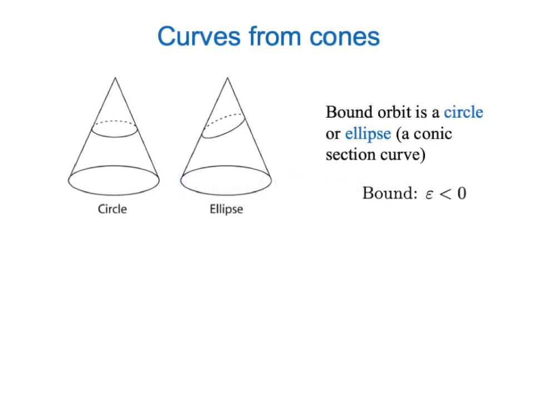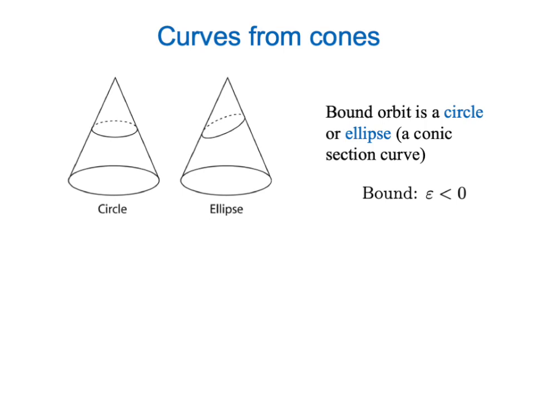The closed curves that describe bound orbits of a satellite around a planet are in fact the same curves that you get if you slice a cone by a plane. They're called conic sections. So if you slice a vertically pointing cone in a horizontal plane, you get a circle. If you tilt the plane a little bit, you get an ellipse. And all of those curves are the shapes of bound orbits, orbits where the total mechanical specific energy of the satellite is less than 0.